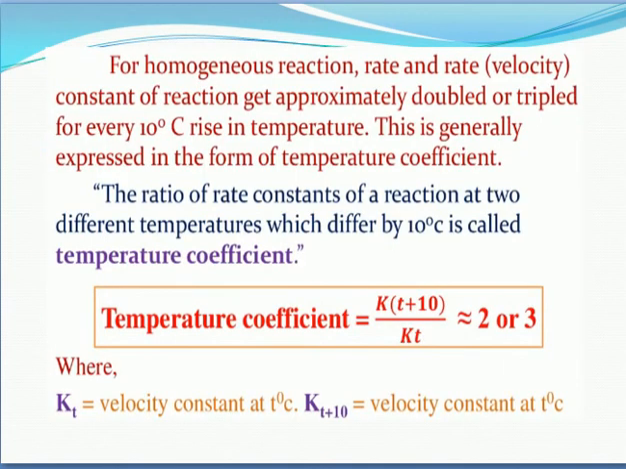Next slide: for a homogeneous reaction. A homogeneous reaction means both reactant and product are in a single phase, either solid, liquid or gas. The rate, the velocity and the rate constant of a reaction get approximately doubled. What they want to say is that when the temperature of any chemical reaction is increased by 10 degrees Celsius, the rate of the chemical reaction becomes 2 or 3 times more.